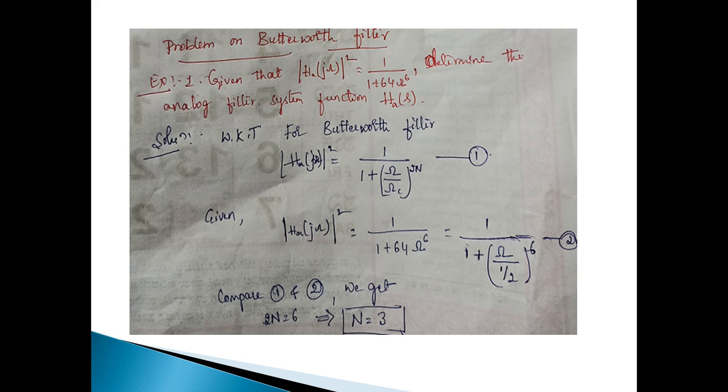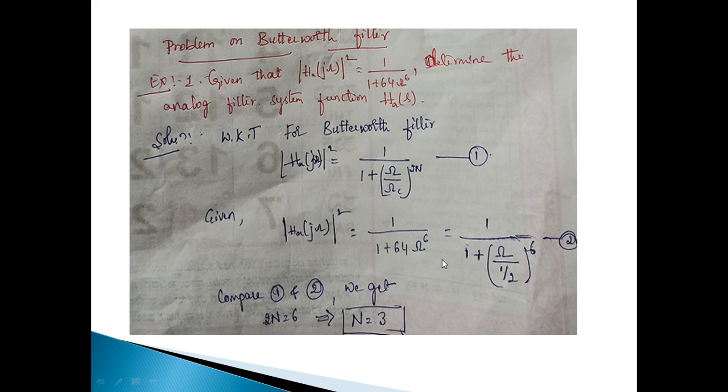So for HA of S, we know the standard formula for the transfer function of a Butterworth filter, right? So the magnitude square of HA of j omega is equal to 1 divided by 1 plus (omega by omega c) whole power 2n. So what we need to do is compare this expression with the given equation.